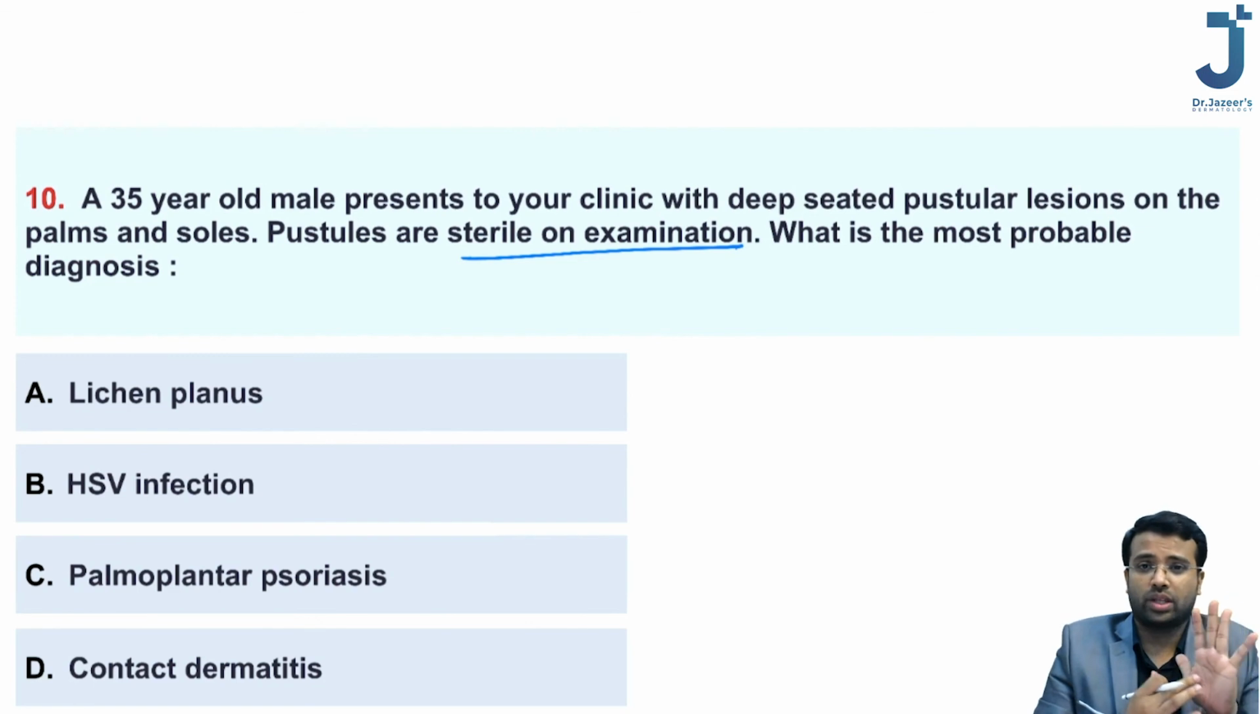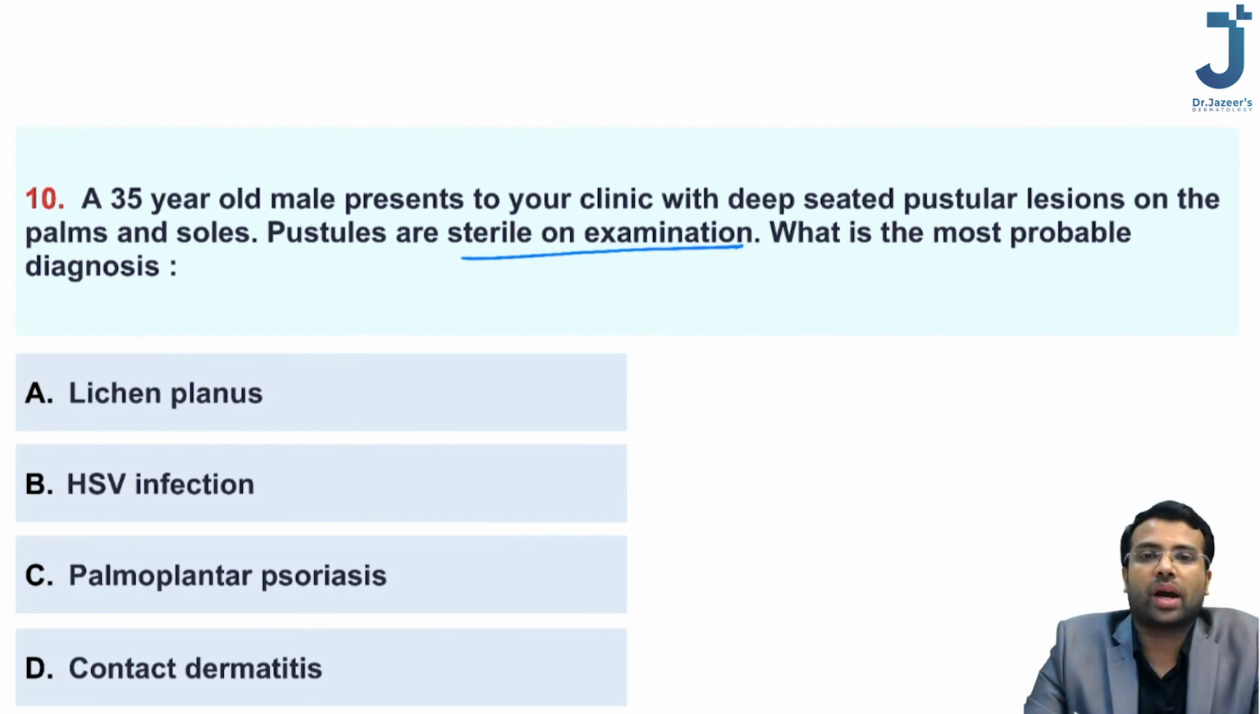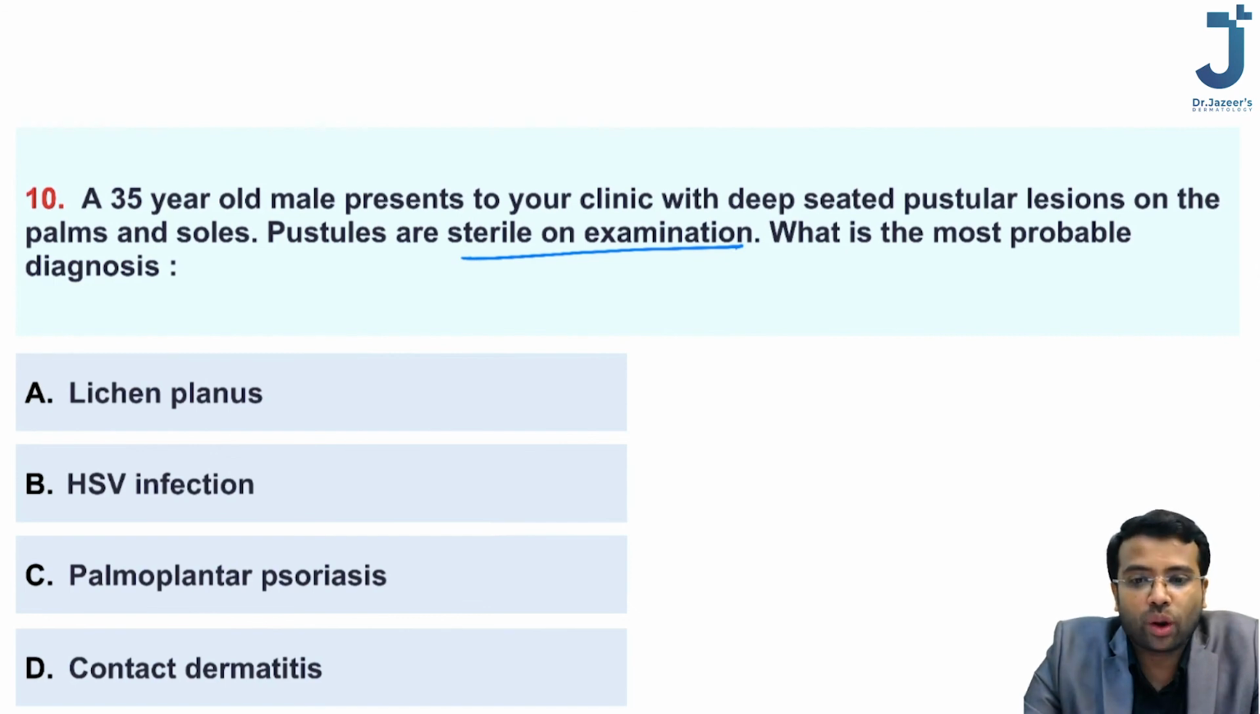So anytime you see multiple pustular lesions, you are always suspecting something like a bacterial infection. But the question says these pustules are sterile on examination, meaning there is no evidence of bacteria, there is no evidence of any contamination. So what are the options? The options are lichen planus, HSV infection, palmoplantar psoriasis, and contact dermatitis. So I'm sure by this time you know the answer.